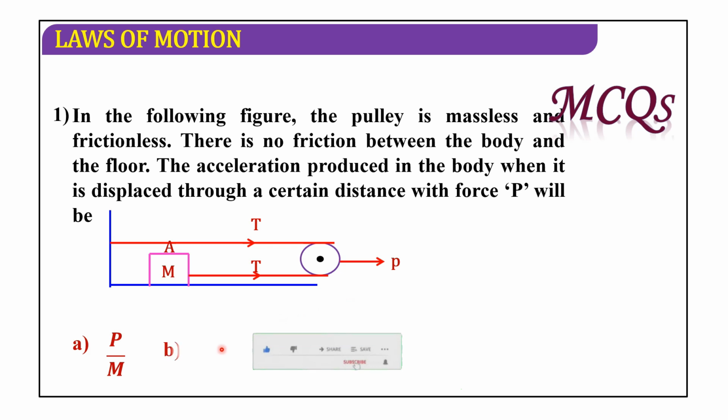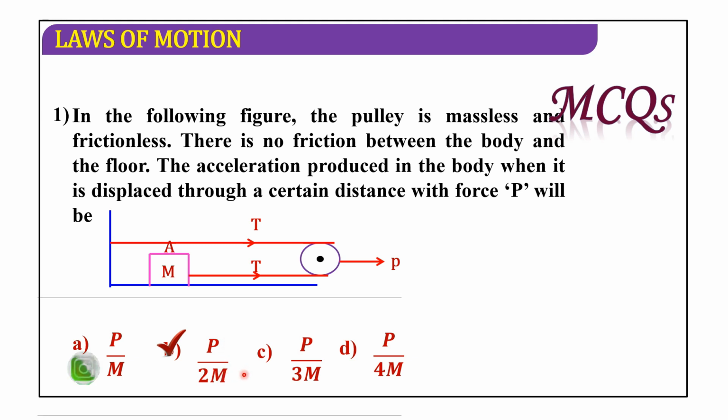Here, the first option is P by m and the second option is P by 2m. The third option is P by 3m and the fourth option is P by 4m. So, the acceleration produced in the body when it is displaced through a certain distance with force P is P by 2m. Second option is correct.